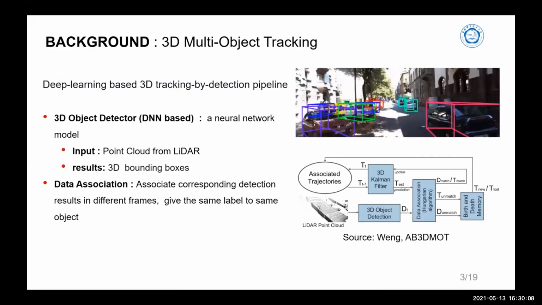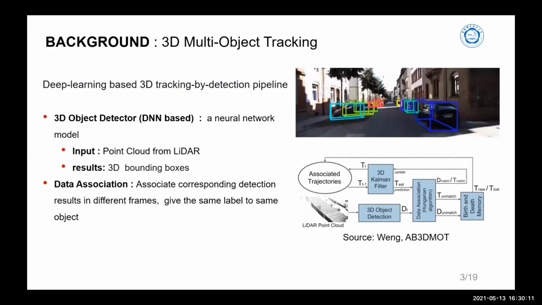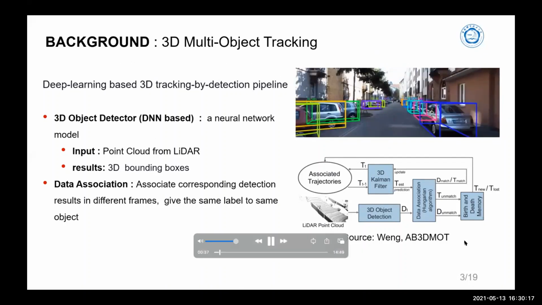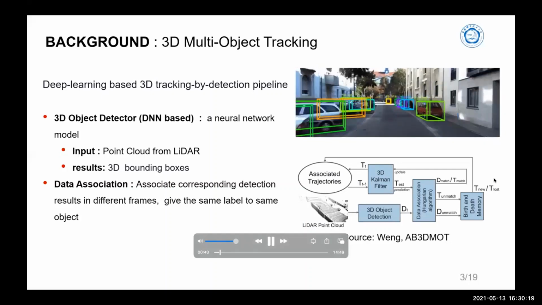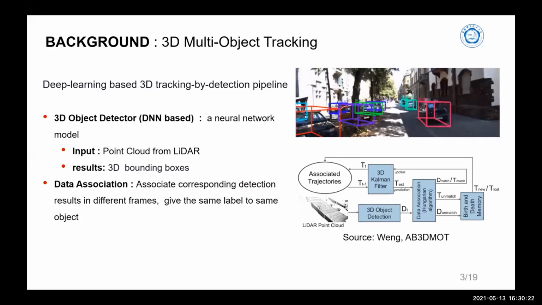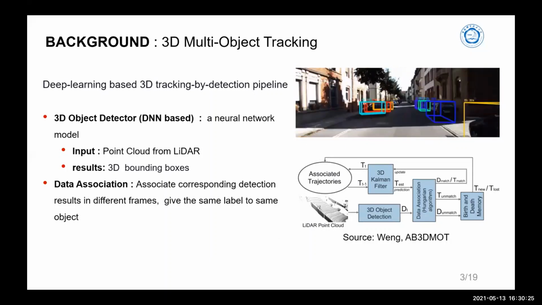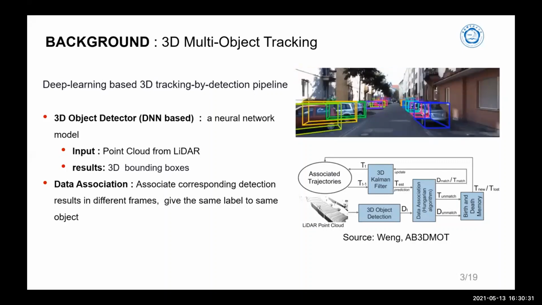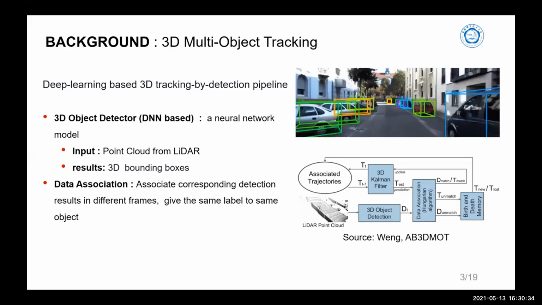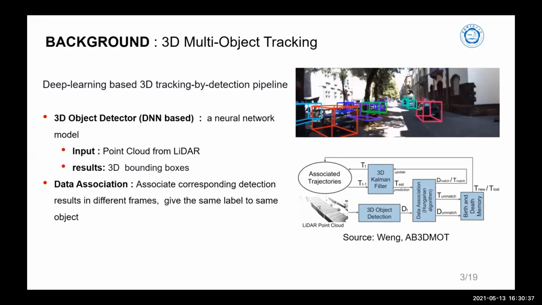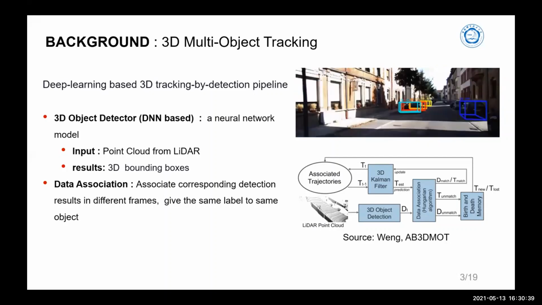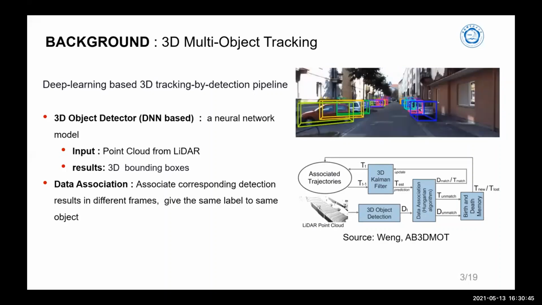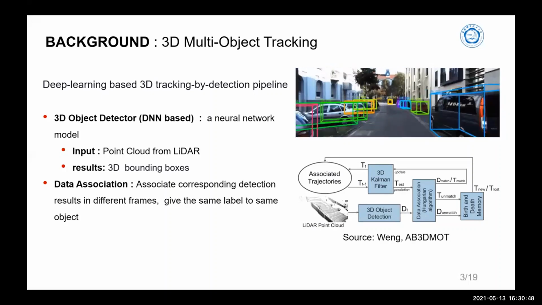3D multi-object tracking is an essential component for many applications, such as autonomous driving and assistive robotics. A standard deep learning-based 3D tracking-by-detection pipeline is as follows. Firstly, a neural network-based 3D object detection model receives the point cloud data from vehicle sensors and outputs the detection results, often represented by 3D bounding boxes. The data association module will associate corresponding detection results in different frames and give the same label to the same object.